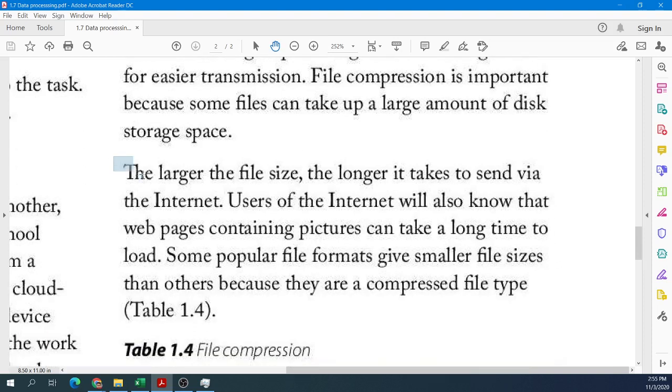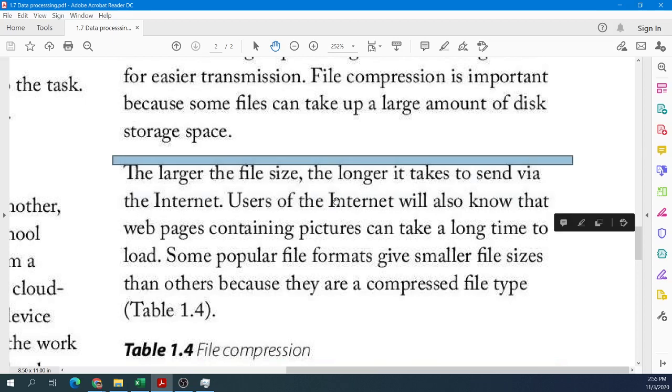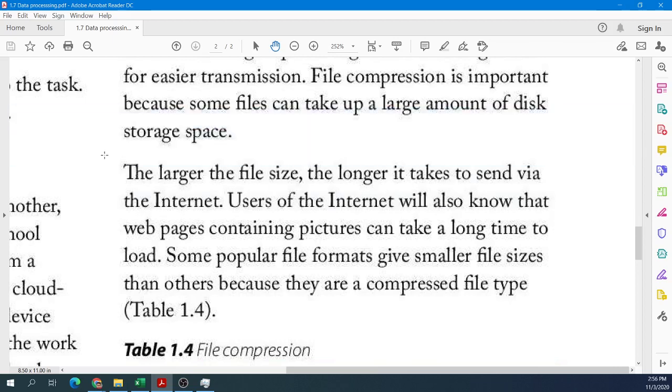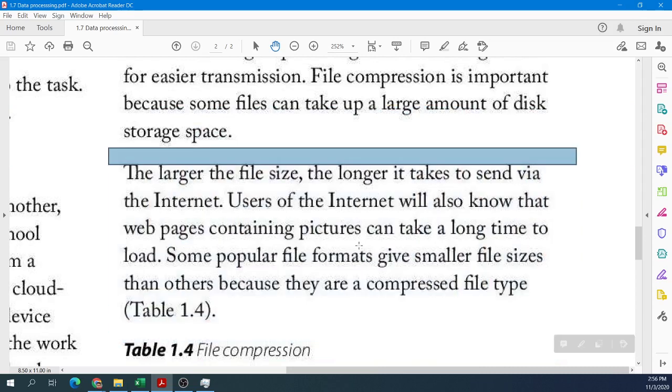Now, the larger the file size, the longer it takes to send via the internet. I would have mentioned that before. If you're sending a long video on WhatsApp, you would notice how much longer it takes than sending a shorter video. All of you that were uploading videos for my assignment, you would notice how long it took you to send that video.